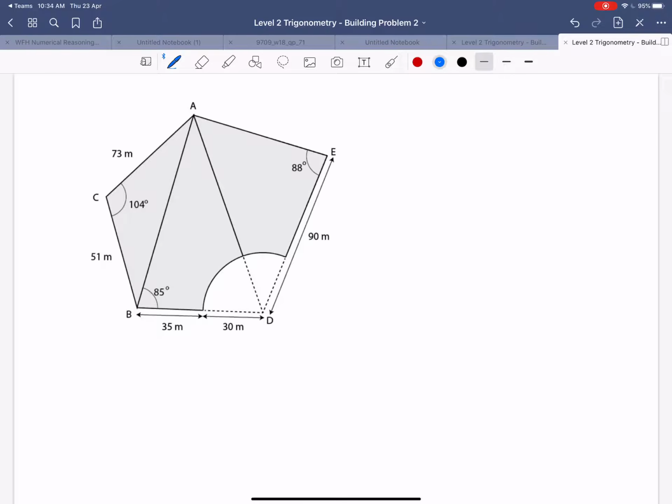Okay? Last thing is the perimeter of a building. So these are the two extra constraints for excellence. The perimeter of a building. So for the perimeter, I need the length of AE, and I need the arc length here. Other than that, I've got the length here at 35, this length here at 51, this length here at 73, and this length here at 90 minus 30, which is 60 meters. Okay, so arc length and AE.